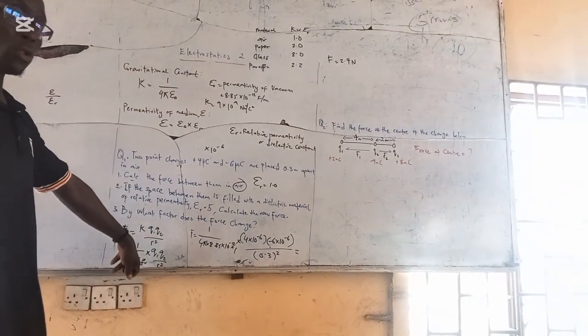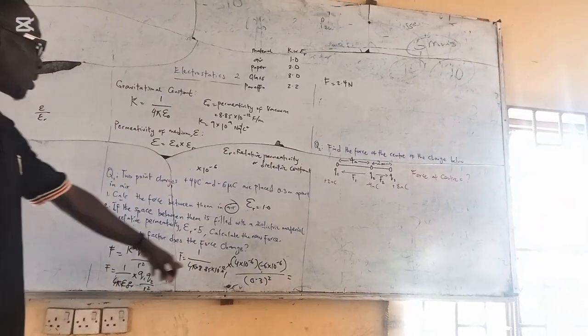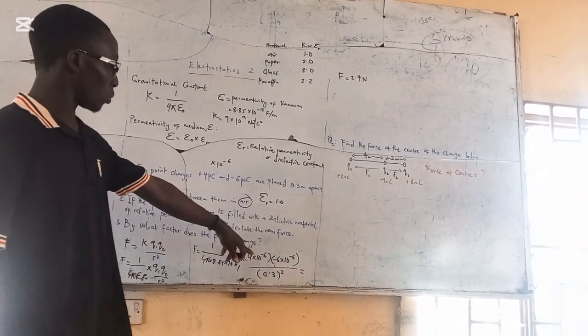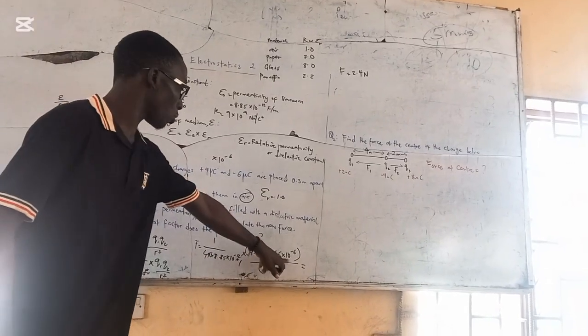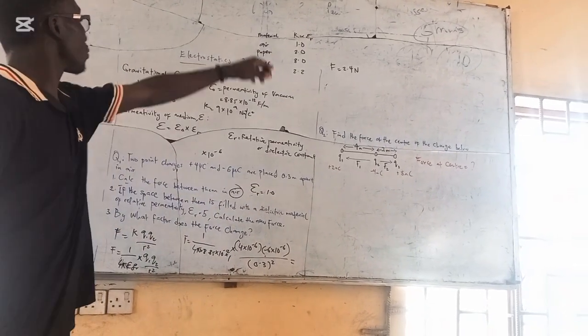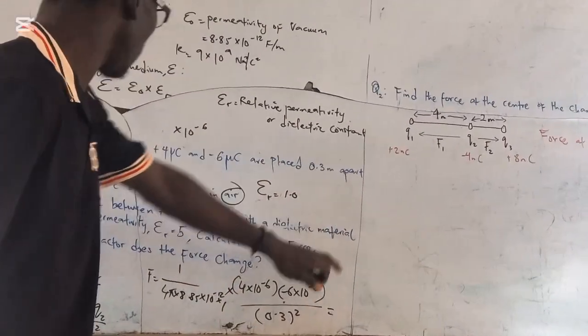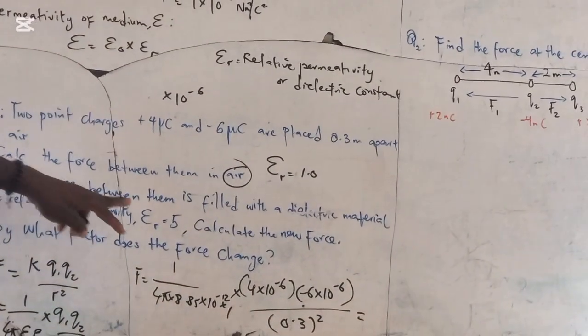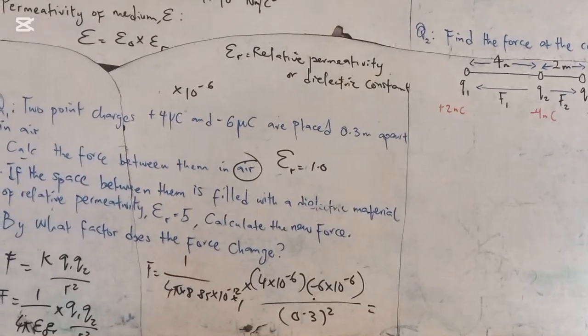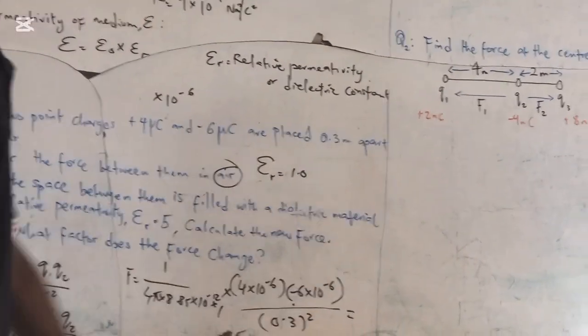So you have A naught and the permittivity multiplied by that. The combination of all the formulas, which is Q1, Q2, but also you get your force. Now the second question says, if the space between them is filled with dielectric material. Now we are dealing with another dielectric material, which is 5. This one is not specific, we are given. So now calculate the force.